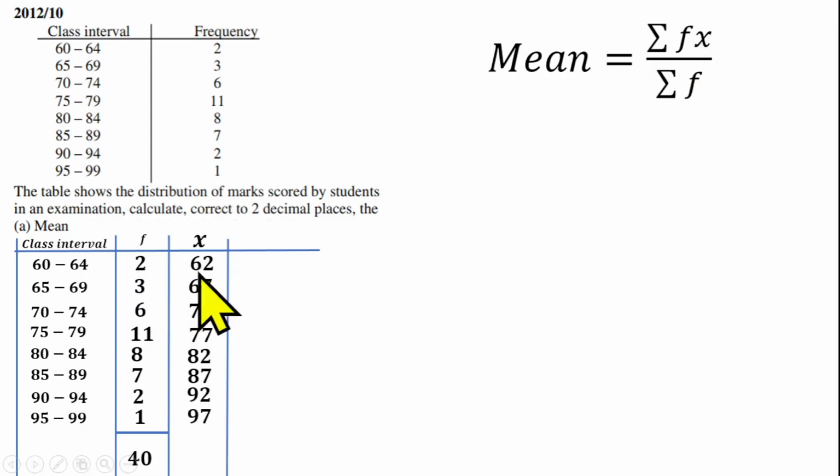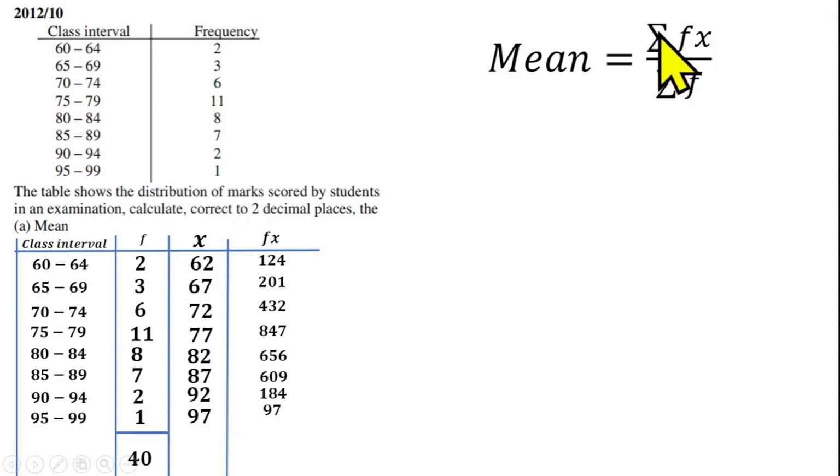x will multiply f. So fx will be 2 times 62 will give us 124. 3 times 67, sorry, 201 rather. 6 times 72 will give us 432. 11 times 77, 847. 8 times 82 will give us 656. 7 times 87 will give us 609. 2 times 92 will give us 184. 1 times 97 will give us 97.